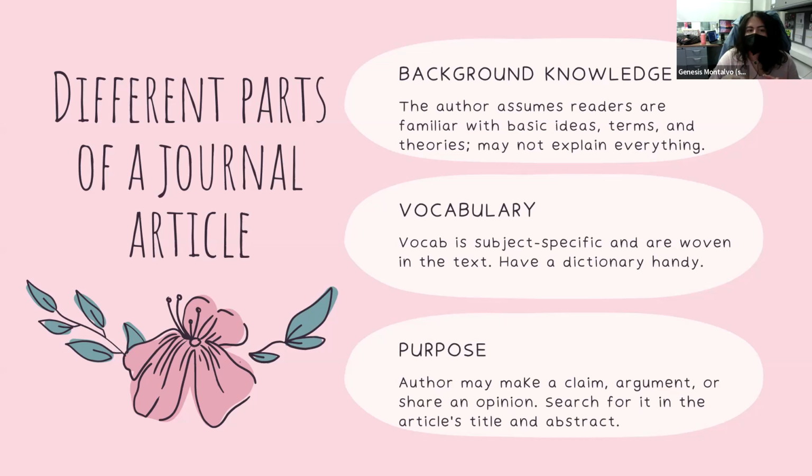Also, journal articles will have a purpose. The author may make a claim, argument, or they're going to share an opinion. And it's important for you to have an understanding of what the purpose of the article is in order to keep in mind what it's going to be about, and for you to frame your questions and understanding around it. I usually recommend for you to search for the purpose in either the article's title or the abstract, because that's where you'll get a lot of information in a small space.